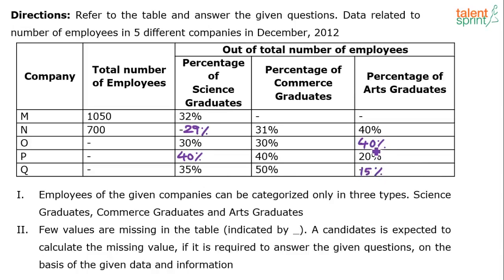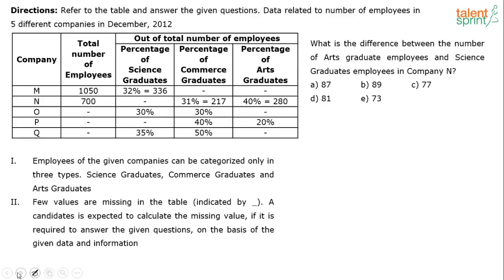So I think the only missing values here will be the percentage of commerce graduates and percentage of arts graduates for company M. And of course, the number of employees in O, P, and Q. So based on the question, we can find out the missing value. We are expected to find out the missing value and then proceed with the calculation. So let's look at the questions now. The first one. The first question from this table is on your screens now. What is the question here?